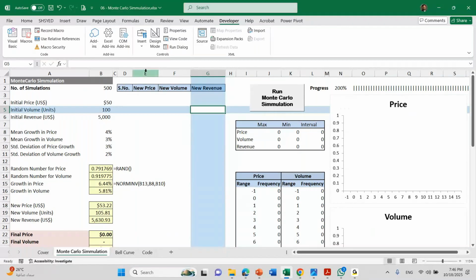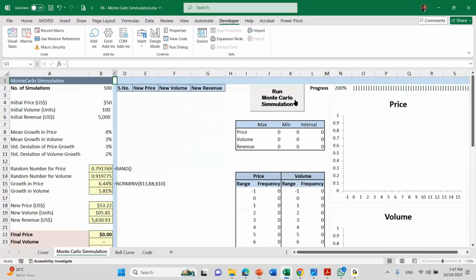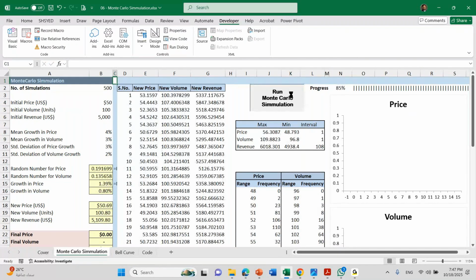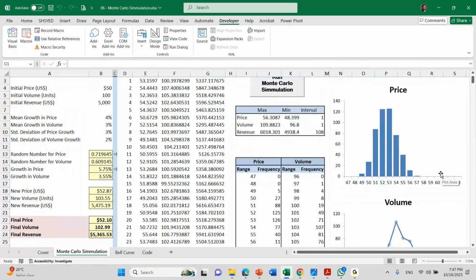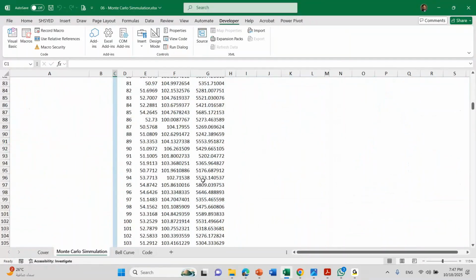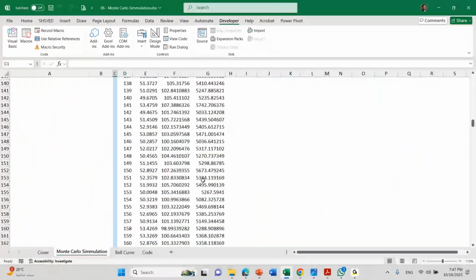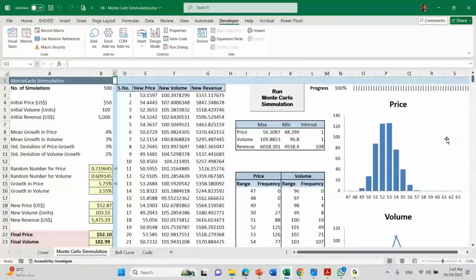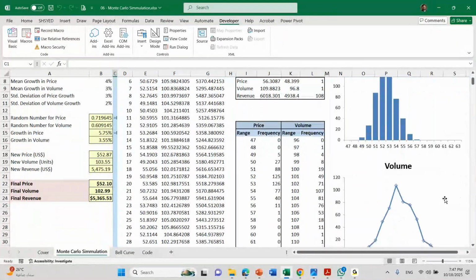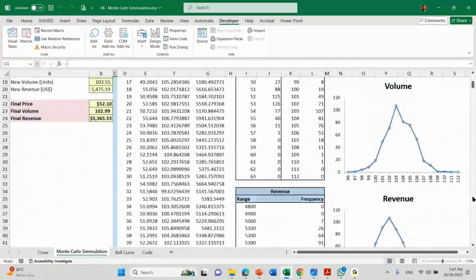I'm going to place my cursor here, and I'm going to click on this button, which is my macro run button. And when I click here, you see how fast it will work. Done. And here is your 500 values, all randomly generated. And here is the summary of that. The price range is this, the volume range is this, and the revenue range is this.